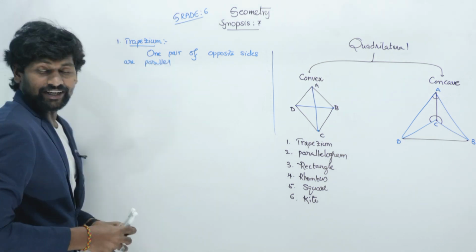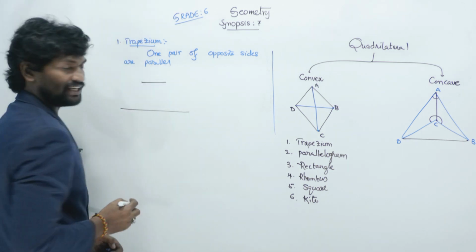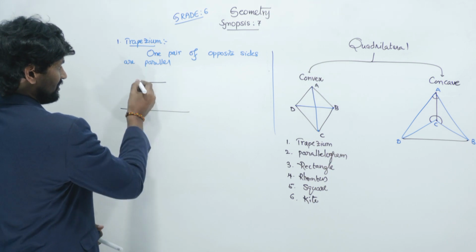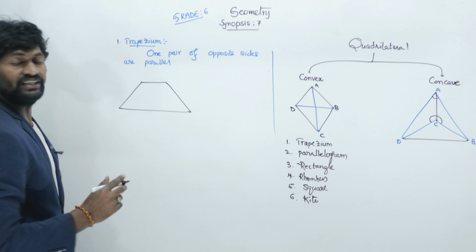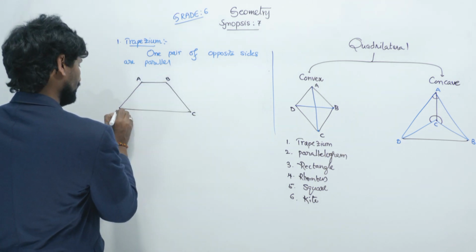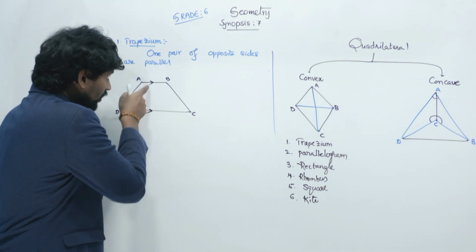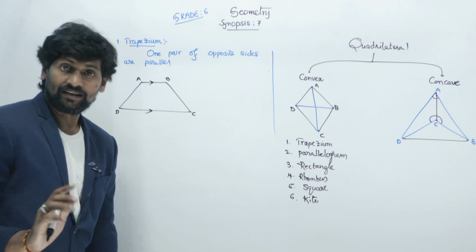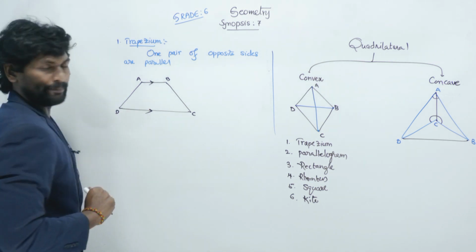That means we can draw a trapezium like this. I am taking a pair of parallel sides. These two are parallel lines and I am joining like this. So there is a formation of a trapezium. Yes, it is a trapezium. If you name it ABCD, AB and CD are parallel. These arrow marks indicate the parallel lines or parallel sides. Okay? So this is a trapezium.